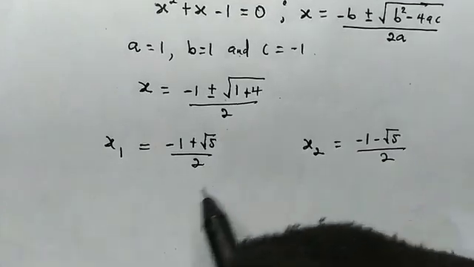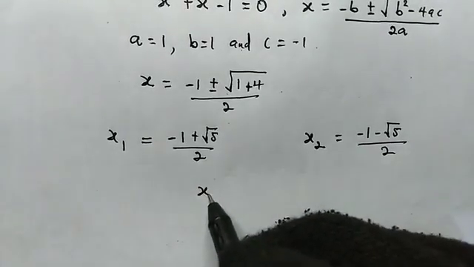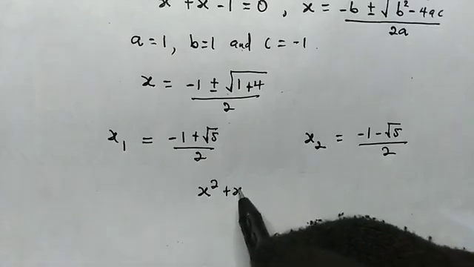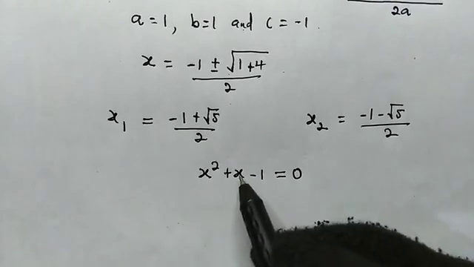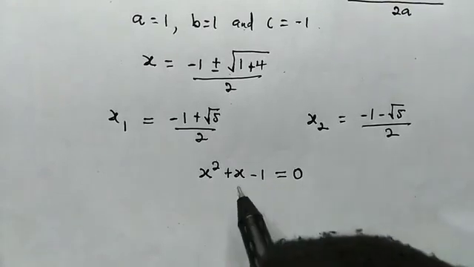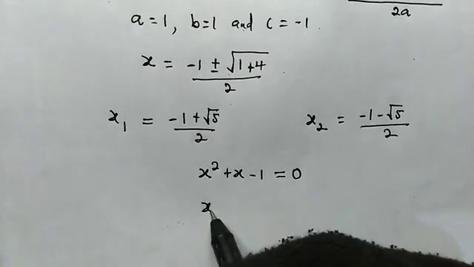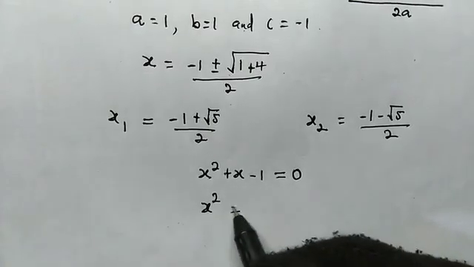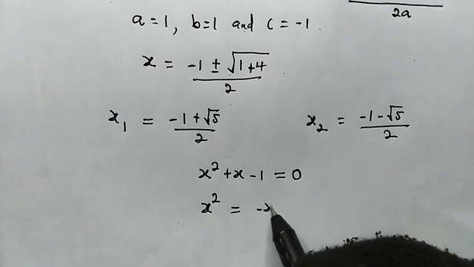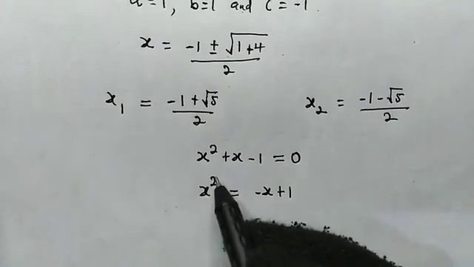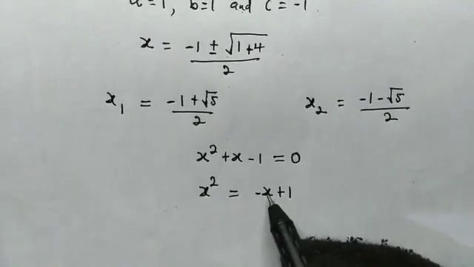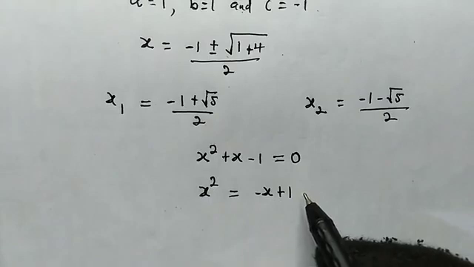Now let's go back to the original equation: x squared plus x minus 1 equals 0. From here, let's move the x and the minus 1 to the other side, and they will have opposite signs. So we have x squared equal to negative x plus 1.